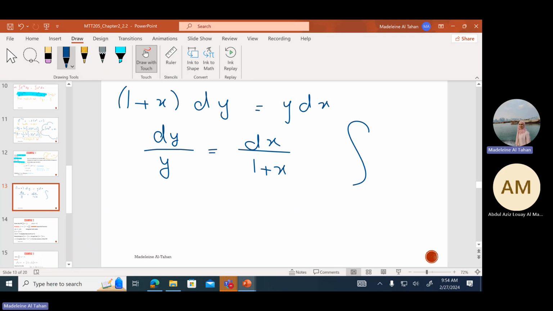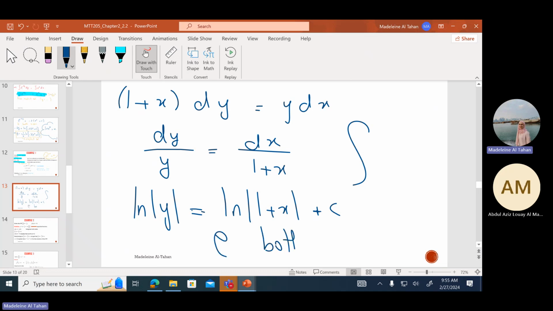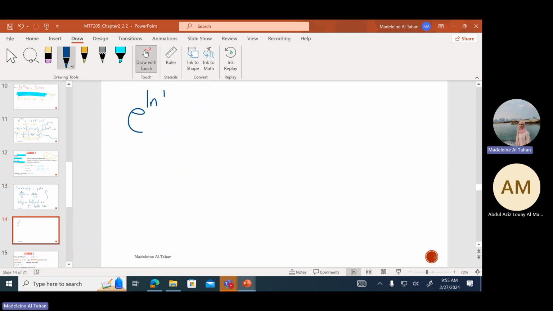Can we integrate now both sides, miss? Integral of dy by y is ln absolute y plus constant, but we will put the constant on one side only. This one is ln 1 plus x plus constant, right? Again, this is the implicit solution. If we want the explicit solution, how will we find it, miss? Get rid of the ln. How do we get rid of the ln? e both sides. Mu'ayyad, is it okay now? Yes. So e both sides, what will we get? y or absolute y? So e to the ln absolute y equals e to the ln 1 plus x plus this one is equal to what? Absolute y, right?